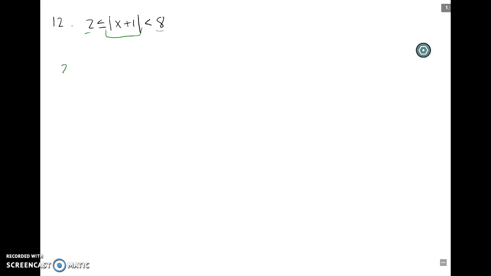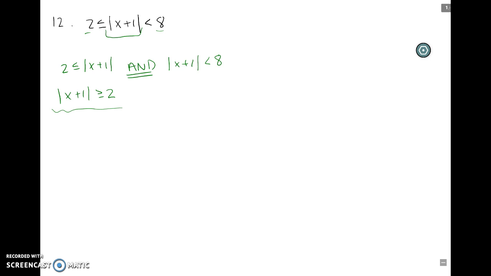So my first one is 2 is less than or equal to the absolute value of x plus 1. Okay, so that's the first equation. And because it's between, the absolute value of x plus 1 is less than 8. All right, so now you have 2 separate absolute value problems. If you want to rewrite the first one as the absolute value of x plus 1 is greater than or equal to 2, I just flipped around the order that they're in. It means the same thing. And now you can clearly see that this part of the problem is an OR problem.